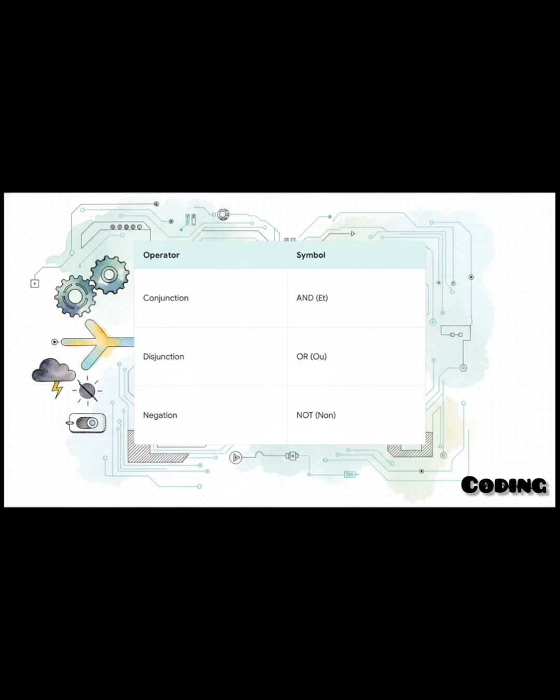Okay, and this is where your algorithm really starts to get smart. How do we combine those true or false conditions? That's where logical operators come in. AND means both conditions have to be true, OR means at least one of them has to be true, and NOT just flips the value, turning a true into a false and a false into a true. This is really the foundation of all decision-making in a program.